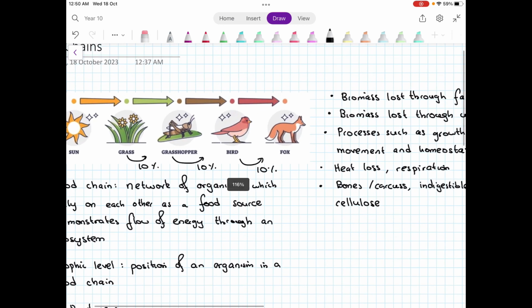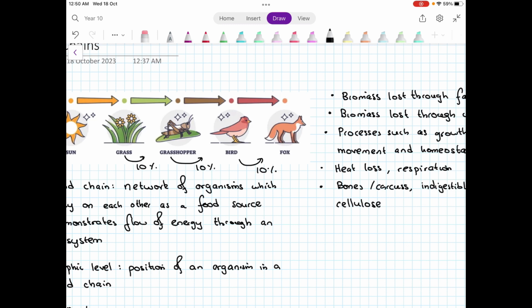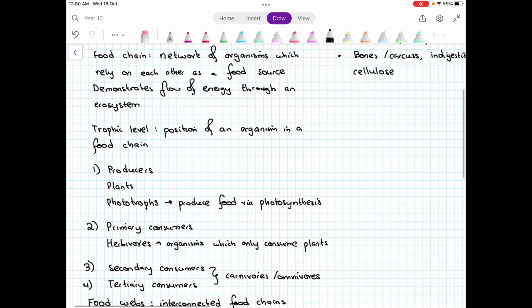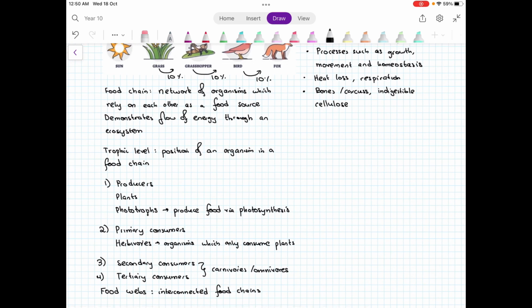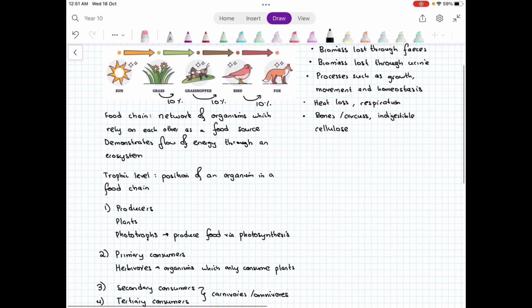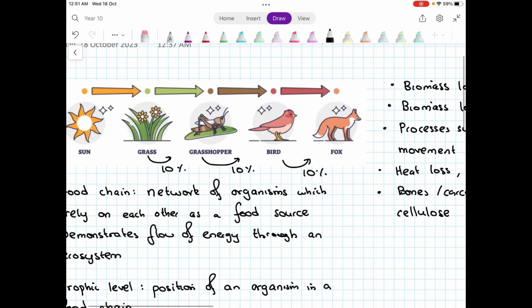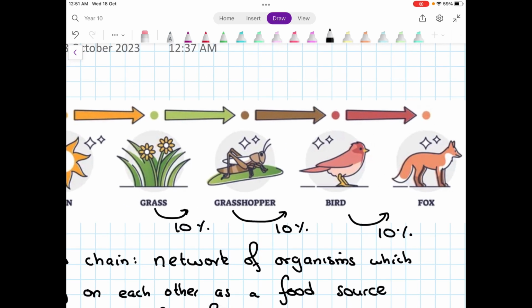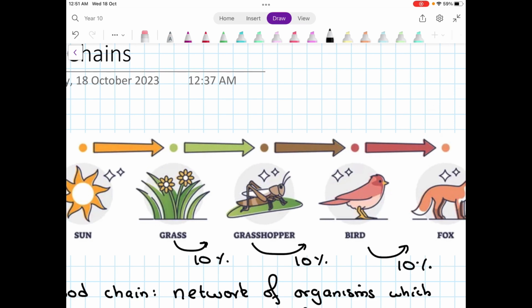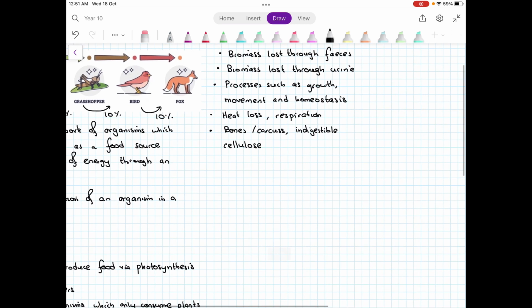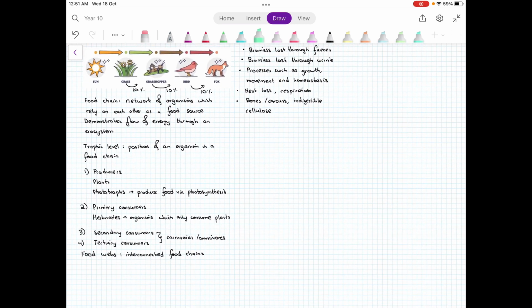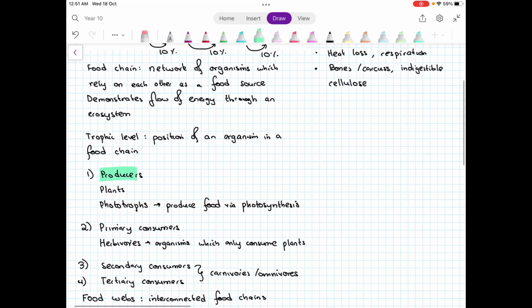So you might get asked a question about the efficiency of energy transfers at each of the trophic levels. If that's the case, the least efficient energy transfer is going to be from your producer to primary consumer. This is because the most energy is lost. So if we're saying that 10% of the energy from each trophic level is transferred to the next, a 90% loss in the trophic level with the highest energy content is going to be more significant.